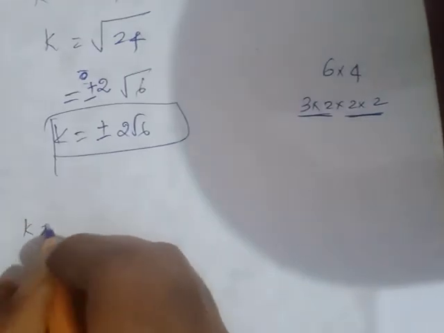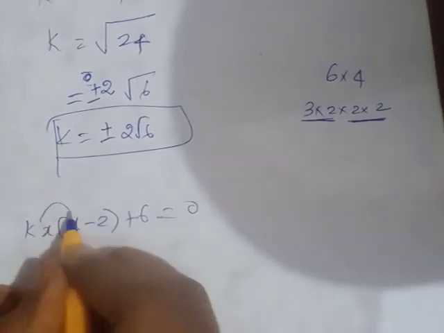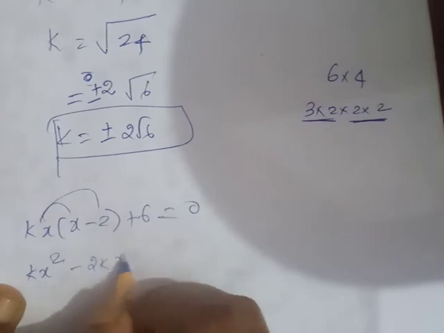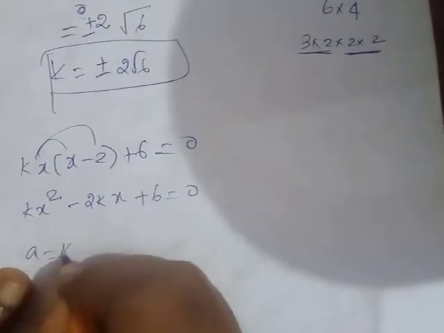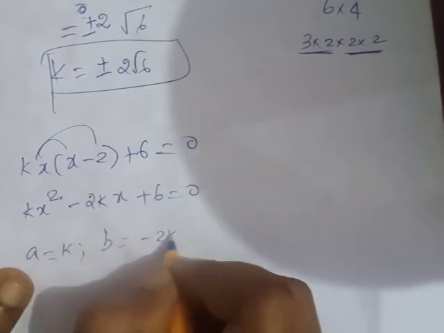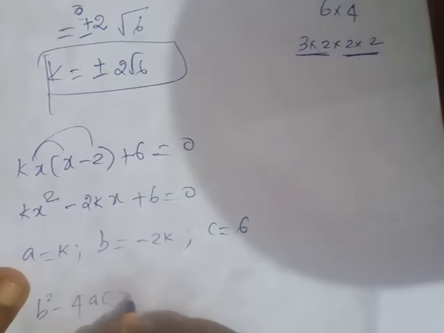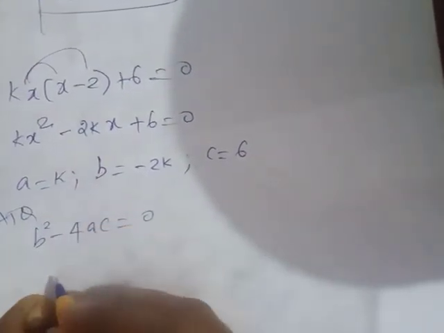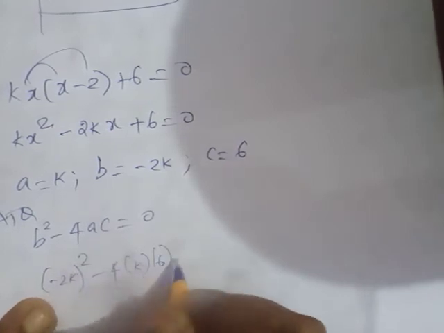Now second subdivision. kx into x minus 2 plus 6 is equal to 0. First you have to make this a quadratic equation. kx square minus 2kx plus 6 is equal to 0. So when we compare, a value is equal to k, b value is equal to minus 2k, c value is equal to 6. So b square minus 4ac equal to 0. Since according to the question, the roots are equal.